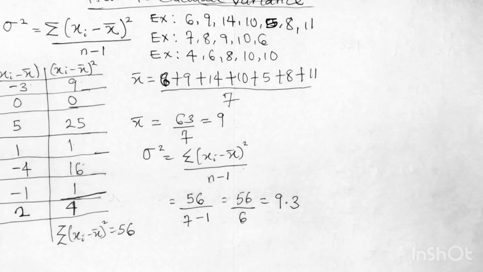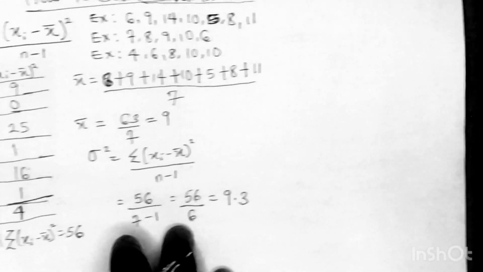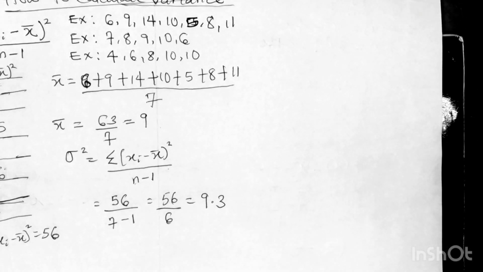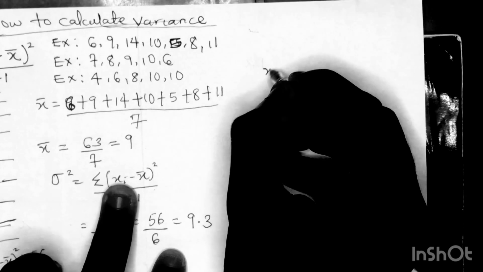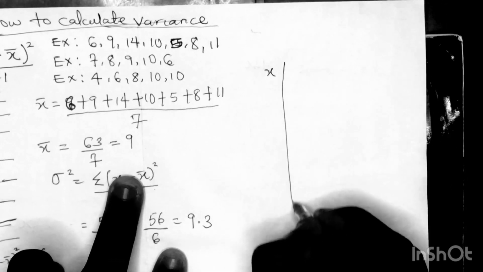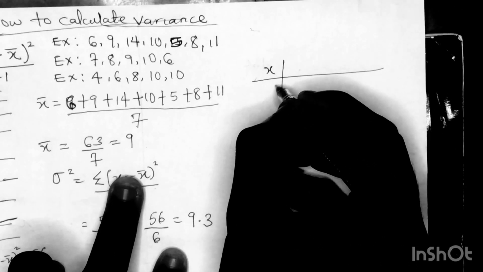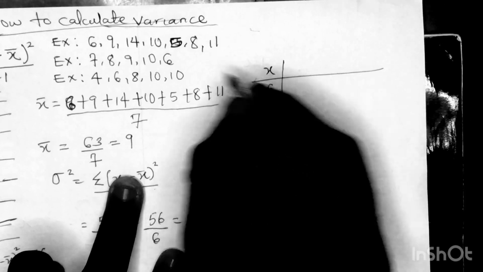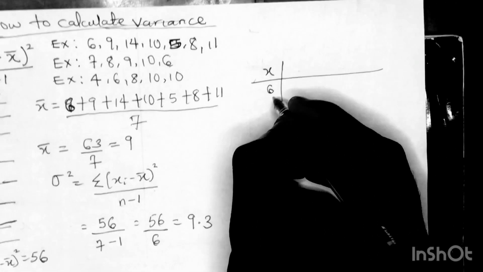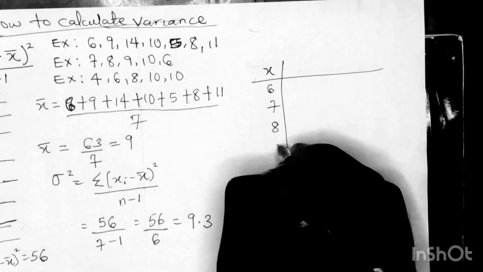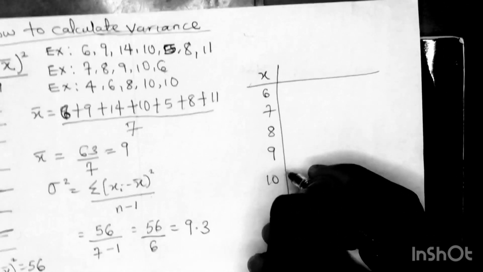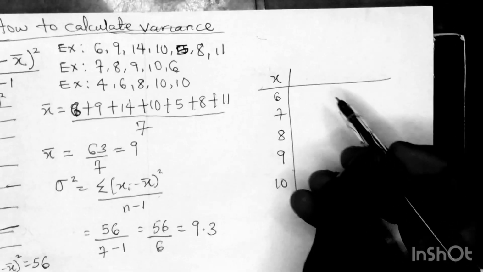So let's go to the second example, and you can also pause this video and try the second example by yourself. All right, so let's go through the second example. So I have my x. So my x here is 6. So I'm starting with the list. So that's 6, 7, 8, 9, and 10.